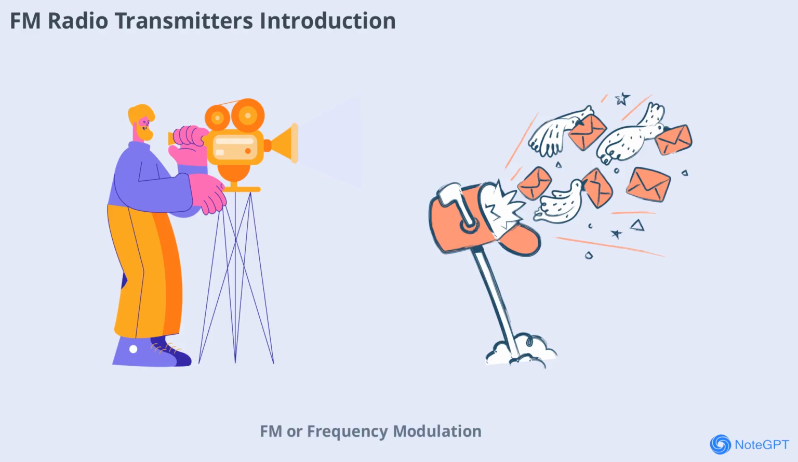FM, or frequency modulation, radio transmitters represent a significant advancement over AM technology. FM transmitters work by varying the frequency of the carrier wave according to the audio signal rather than the amplitude. This method provides better sound quality and resistance to noise, making FM ideal for music and high-fidelity broadcasts. There are two main types of FM transmitters, direct and indirect. Let's explore how each operates.